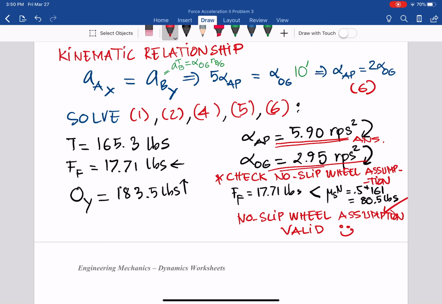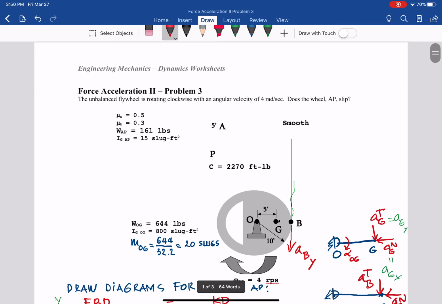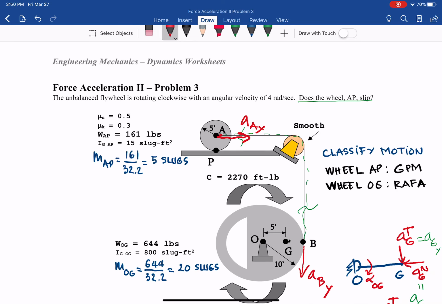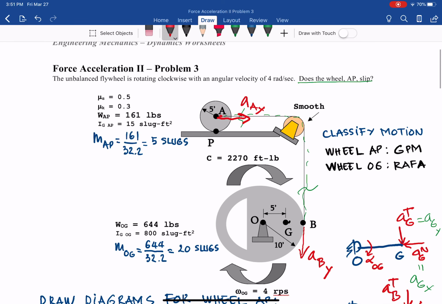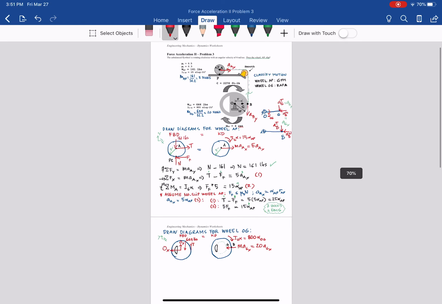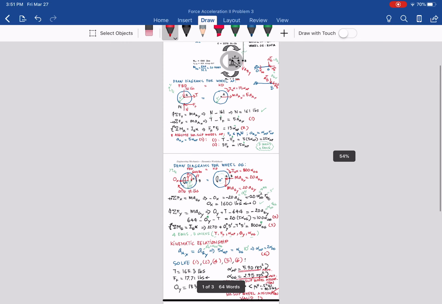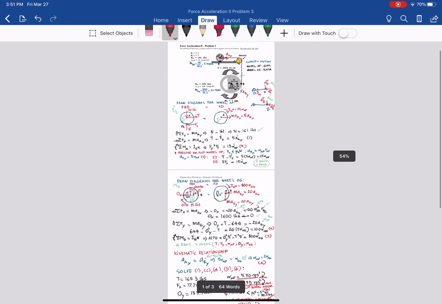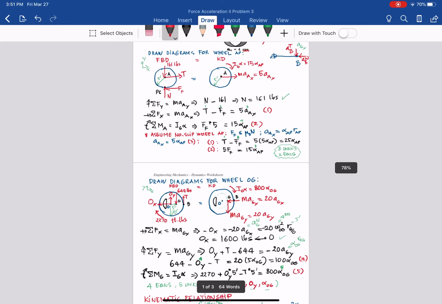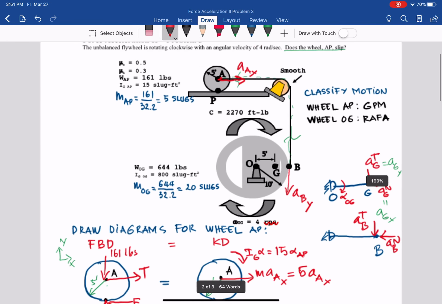And the question asked is, does wheel AP slip? What is your answer? No, right? So with that, a very long problem, a lot of work to do, and I can tell you, if you can master this problem, everything about force acceleration you can solve. And with that, we are done for today's class. Thank you.